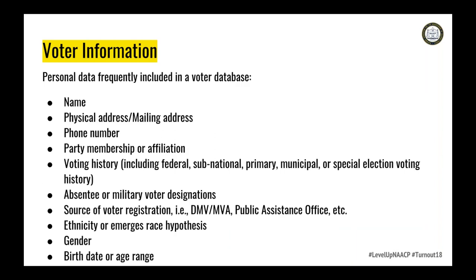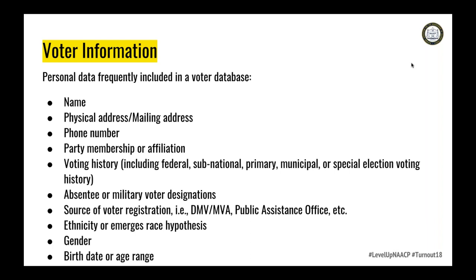So oftentimes what's kept in a voter database is personal data, right, such as the name, physical address or mailing address, phone numbers, any party membership or affiliation, and voting history. We'll talk a little about that later when we talk about the VAN system, but it's any kind of history that has to do with what they've voted for in the past, whether they've done absentee ballots or the military voting designations, and what the sources of voter registration are, right? So where did it come from? Did it come from on campus? Did it come from the DMV? Did it come from any other office of assistance, right?